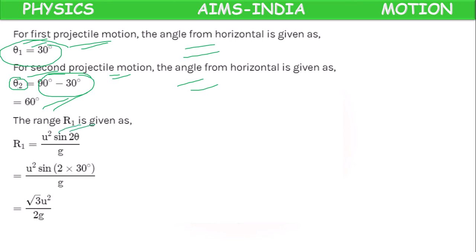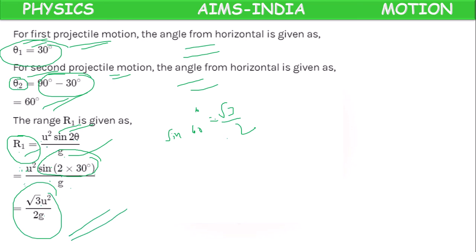So now, range R1. We have formula for range, R equal to u square sine 2 theta by g. So, u square sine 2 into 30 degrees by g. 2 into 30 degrees, 60 degrees. Sine 60 degrees value is root 3 by 2. So, we will be having root 3 by 2 u square by g. This is the value of R1.